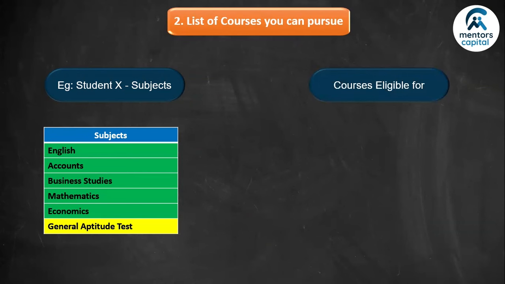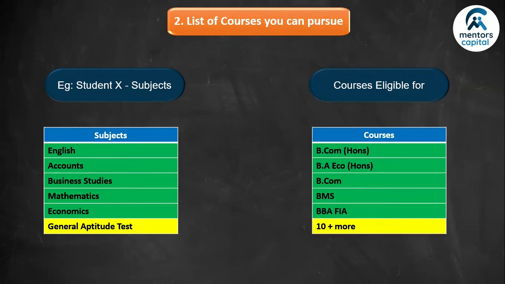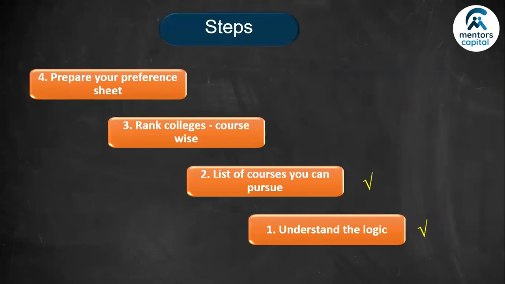Okay, now the courses this particular student is eligible for are BCom honors, BA Eco honors, BMS, BBA, BFIA, 10 plus other courses. So just make a list of all the courses that you are eligible for and you might be interested in. So basically, after you've done these two steps, step number 3 is to rank colleges course-wise.